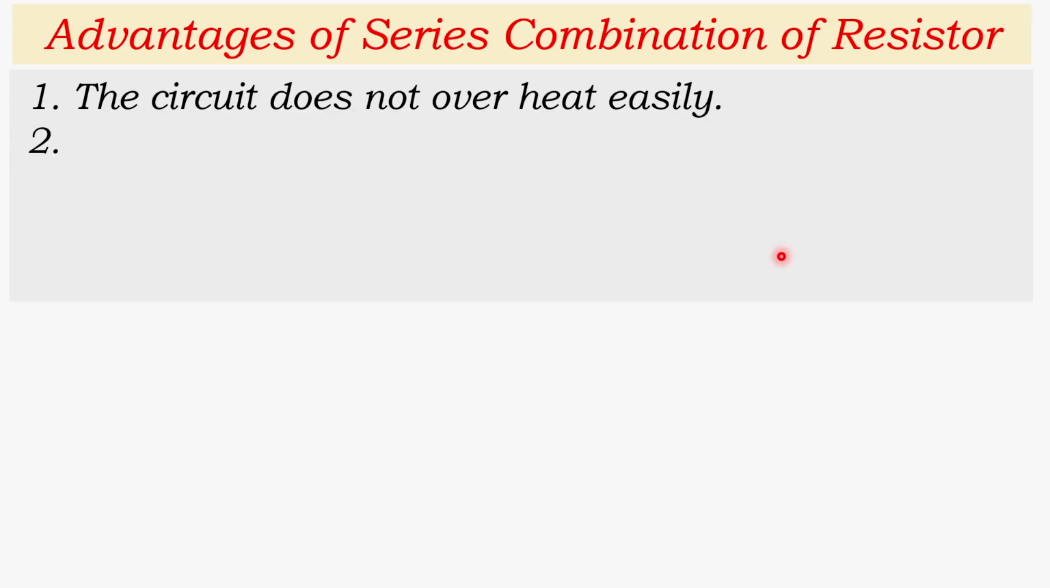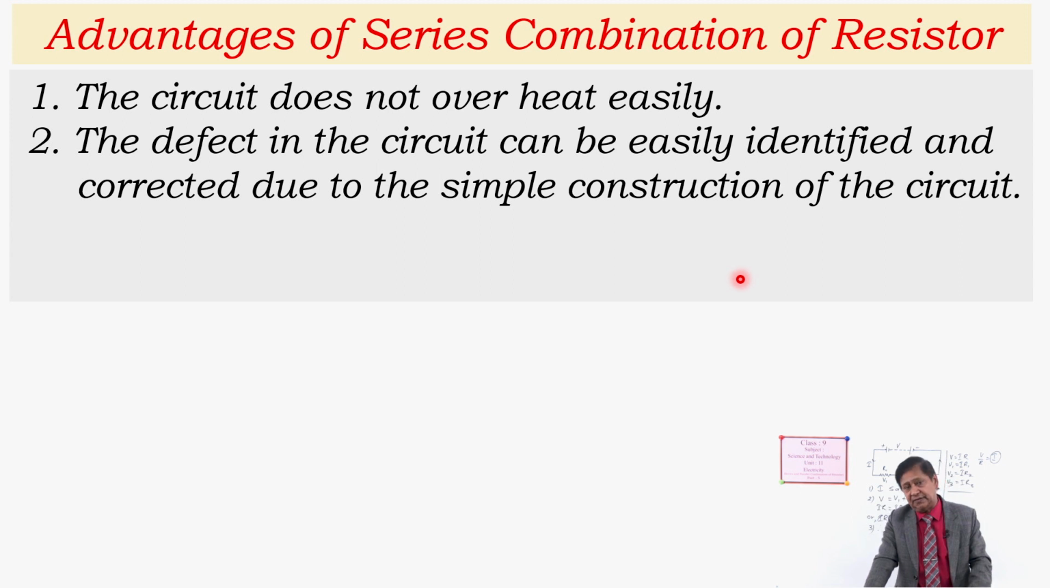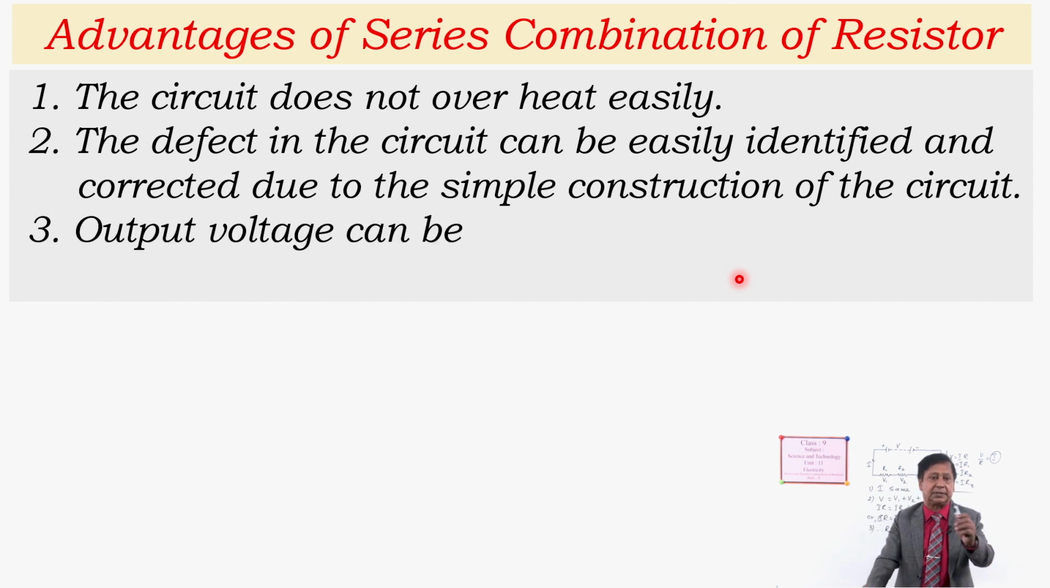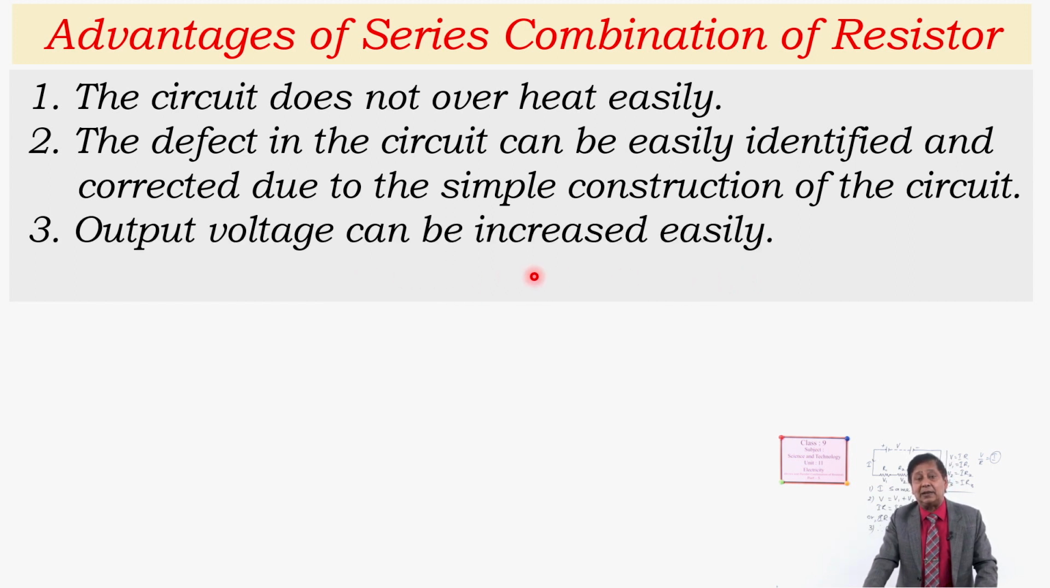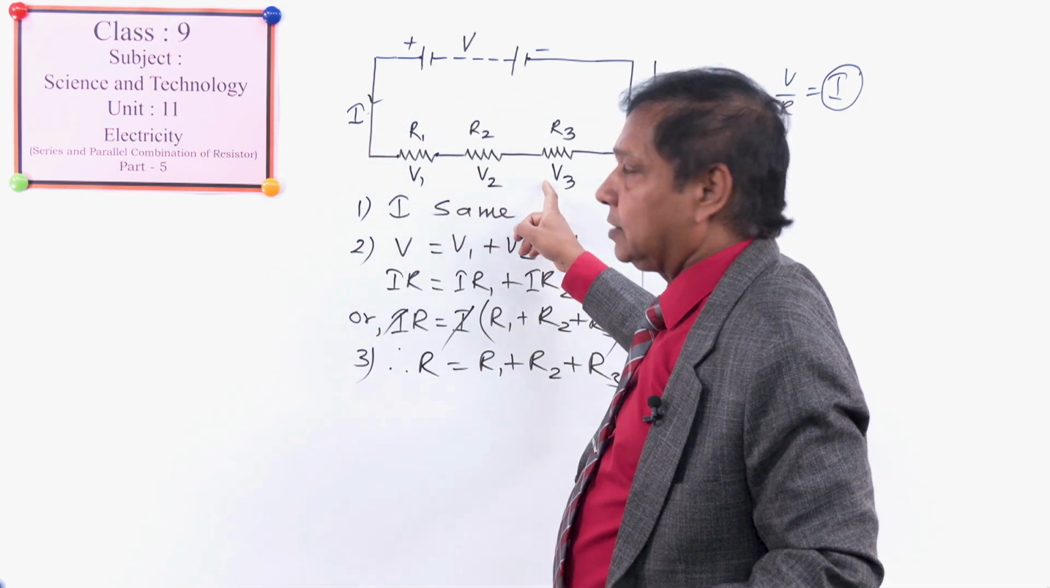Okay, next. The defect in the circuit can be easily identified and corrected due to the simple construction of the circuit. This is a very simple construction of the circuit, and a defect can be identified and corrected very easily. This is a very simple point. Now next, output voltage can be increased easily. If we use more number of batteries, then voltage will increase.